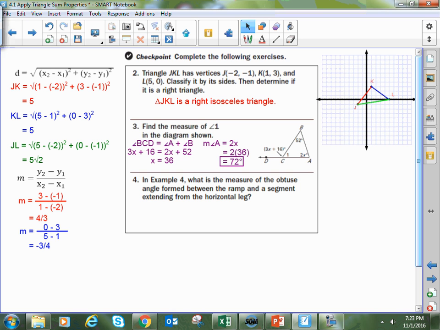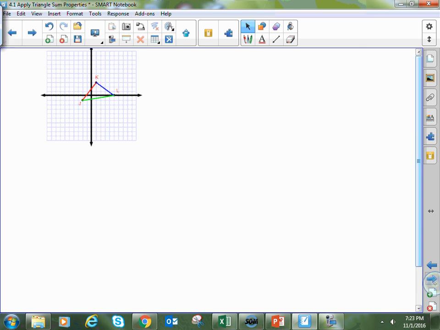And finally, going back to example 4, what is the measurement of an obtuse angle formed between the ramp and the segment? Well, the acute angle that we saw between the ramp and the horizontal leg was a 10-degree angle. So that means that the other angle has to be 170 degrees because the interior angle and the exterior angle of the triangle have to be supplementary to each other. That's the angle I use here.